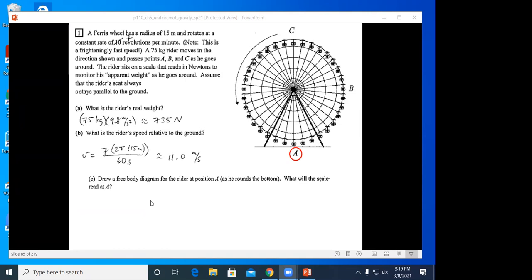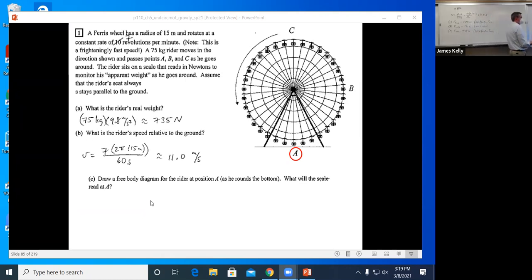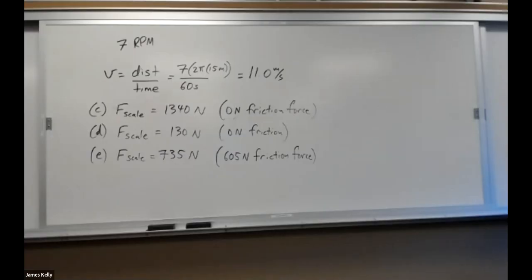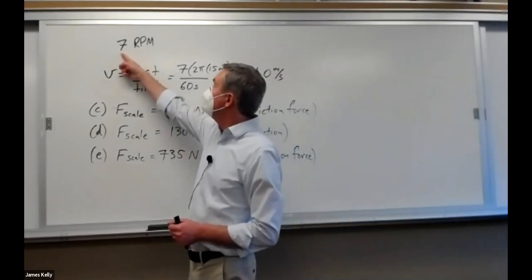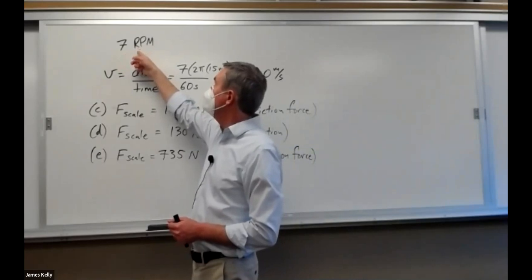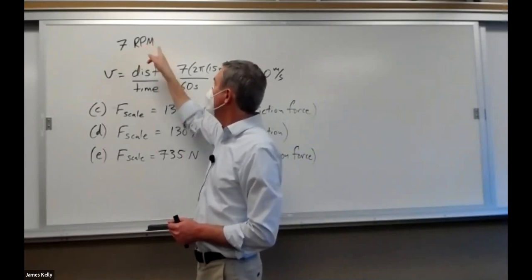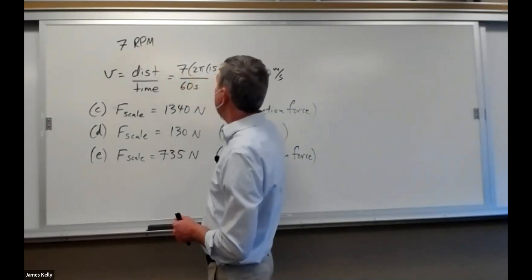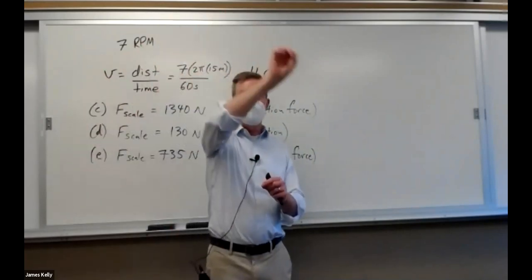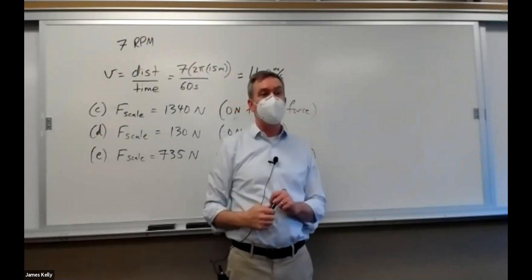Dr. Kelly, could you repeat real fast? Where did you get the 7 for the velocity equation? That's from the 7 RPM value. RPM means revolutions per minute. So the person who's riding goes through 7 complete revolutions every minute. So in 60 seconds, they go through 7 complete circumferences, 7 complete trips all the way around. Each one is 2 pi r.